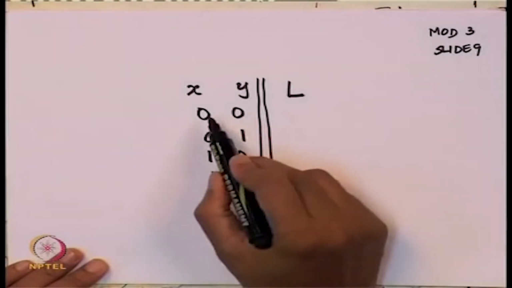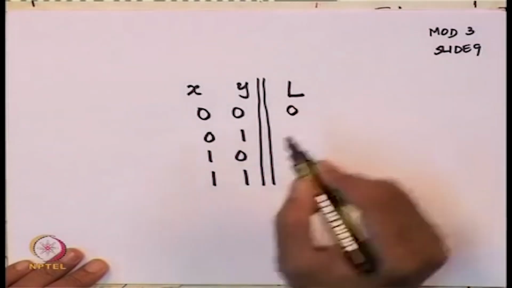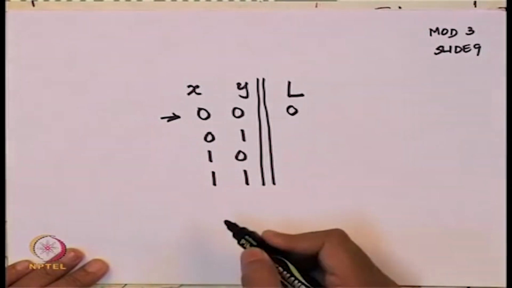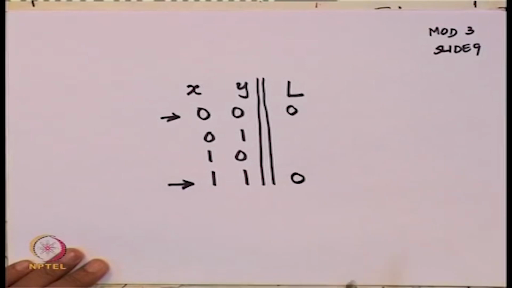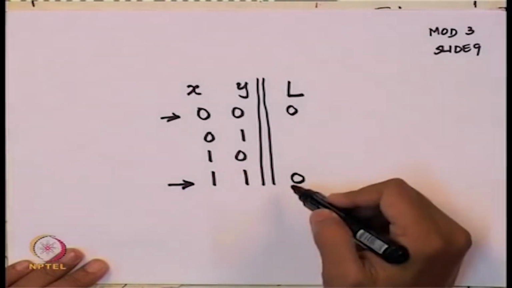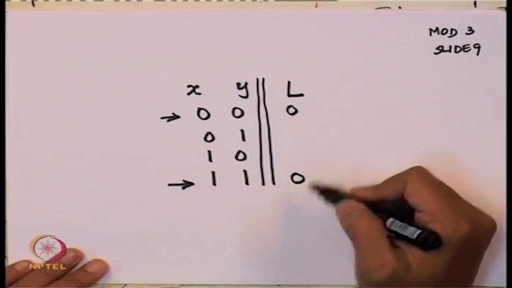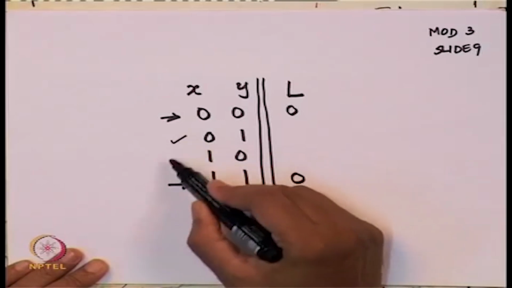What we want is that when both of them are off, the light should be off. So that is this row. When both the switches are off, the light must be off. When both the switches are on, the light must be off, right? So this takes care of the first bullet. Let us look at the second constraint: if one of them is on, the other one is off. That is true for both of these rows.